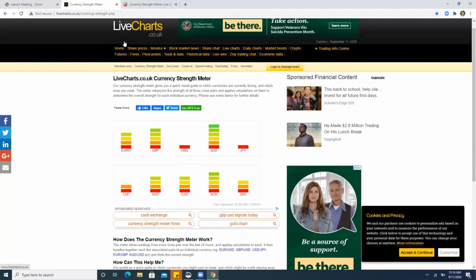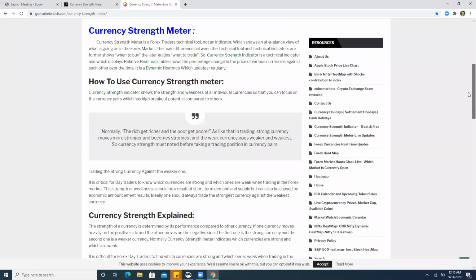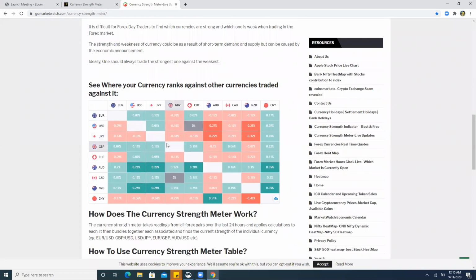This is one of the currency strength meters that I use, livecharts.co.uk. The other one that I like to use, which gives you live ticker notifications, is gomarketwatch.com/currency strength meter. You can scroll down here and it'll give you a live strength meter. Basically it's monitoring the movement of all the pairs and assessing the strength level on a real-time basis with the market.